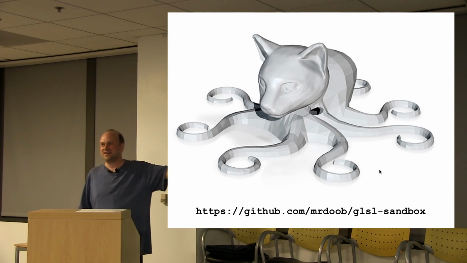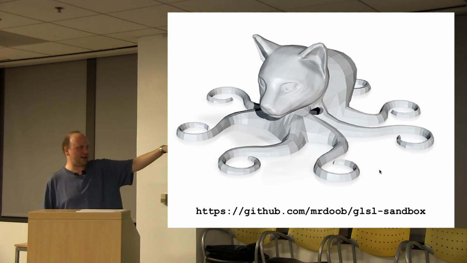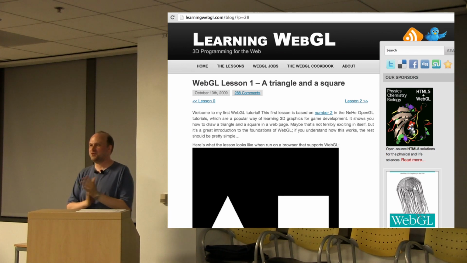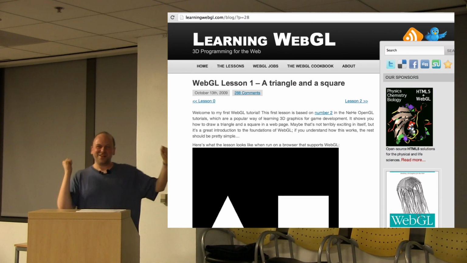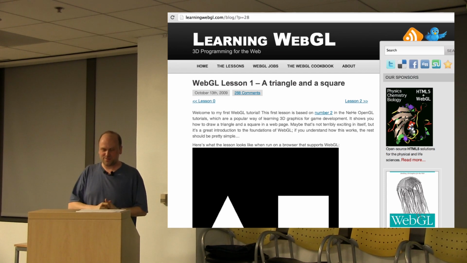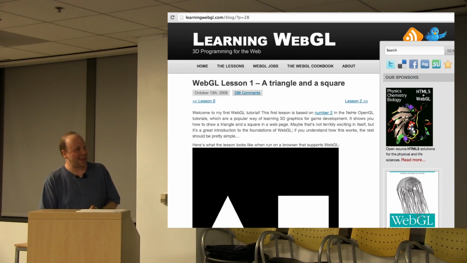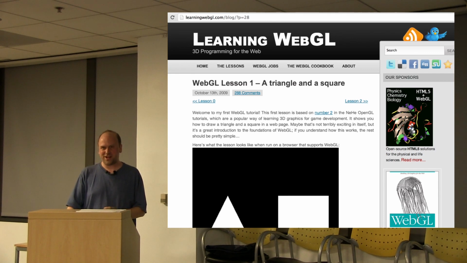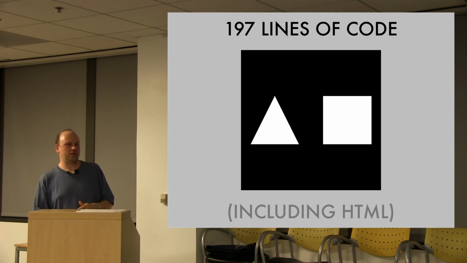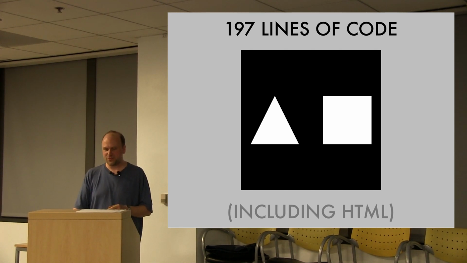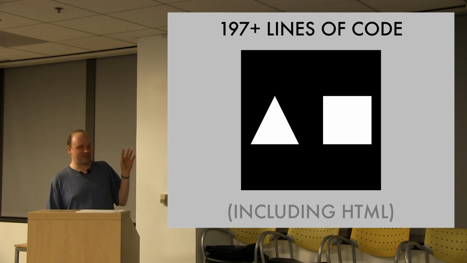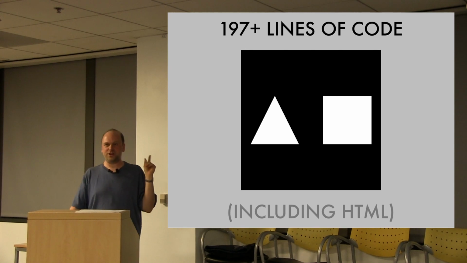This is an Octocat. This is actually the 3D model of an Octocat that was 3D printed, for those of you who are trivia buffs. But those of you who want to learn about WebGL might like this website called Learning WebGL, right? And the subject of this website is Learning WebGL. And it's got lesson 1, which is a triangle and a square, and it is 197 lines of code. Now that's including HTML, but it's actually an underestimate. It's actually over 197 lines of code, because this is line 198.